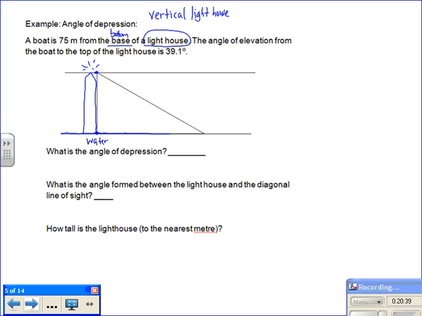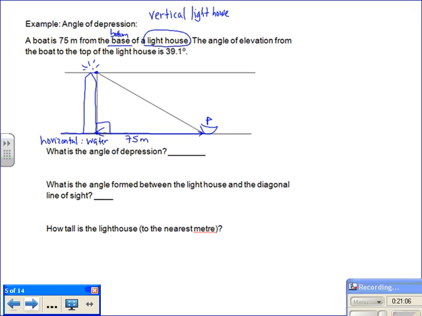Okay, and 75 meters away from the base right there is a boat. So let's go ahead and draw our boat. Okay, 75 meters away. I could put my right angle in right now because I realized that a vertical line and a horizontal line are going to make a right angle. Okay, so this is my horizontal line, the water.